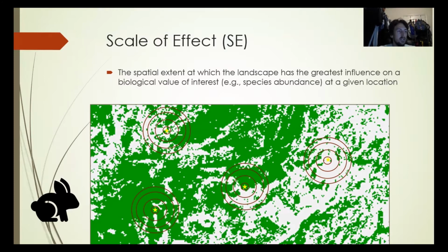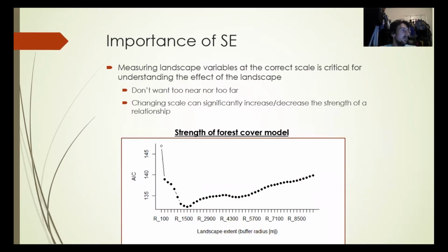Logic tells us that if we extend out too far, then it's just not going to be relevant anymore. It's not going to have any influence on the rabbits at that particular location. At the same time, if we are too close, then we won't be getting the full story. We won't really know what the landscape is doing to influence the rabbits. And so measuring landscape variables at the correct scale is pretty critical for understanding the effect of the landscape. We don't want to be too near nor too far.